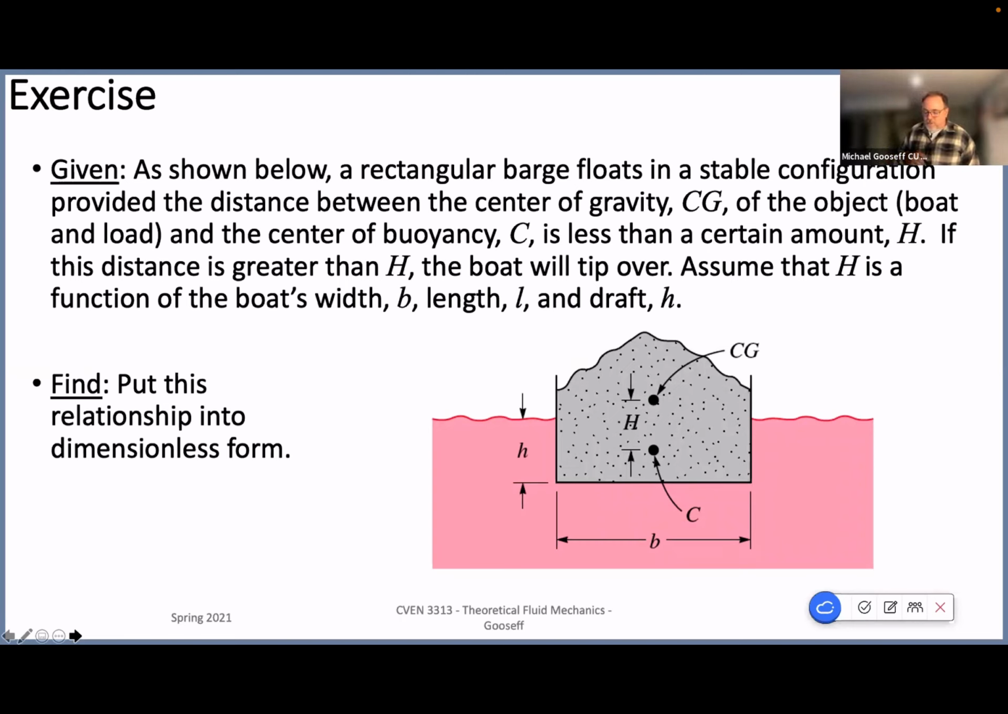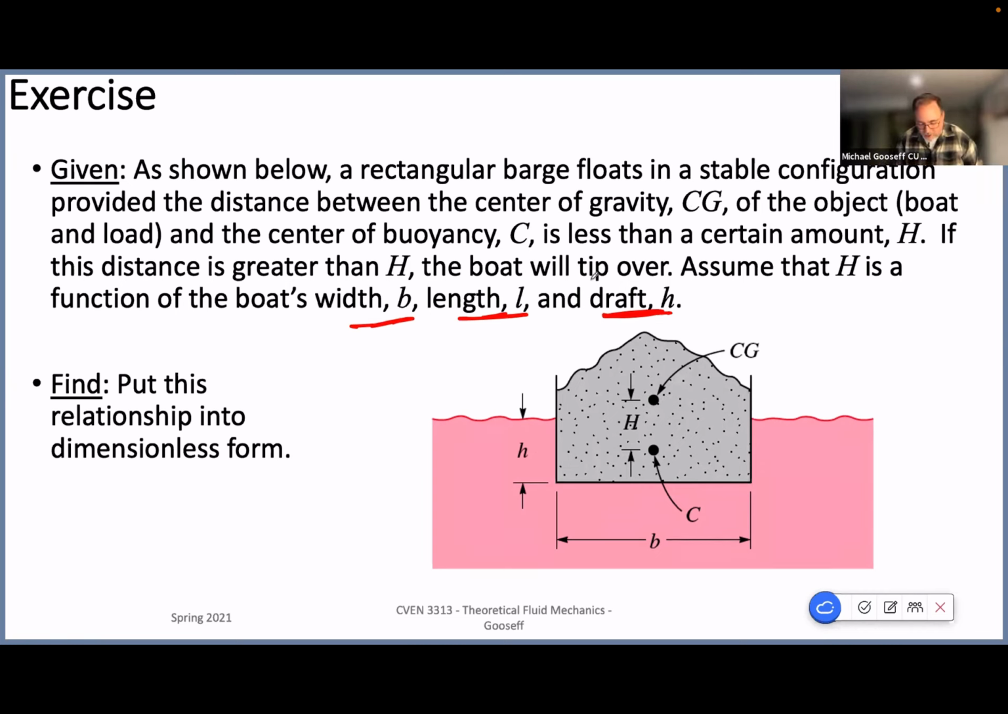So we want to assume that H is a function of the boat's width, B, length, L, and draft h, right? So draft is how deep it is in the water as it's floating. And B is the width. So we're looking at this from the side. And then here's our H, the difference between the center of gravity and the center of buoyancy, right? Okay, so how are we going to put all this together?